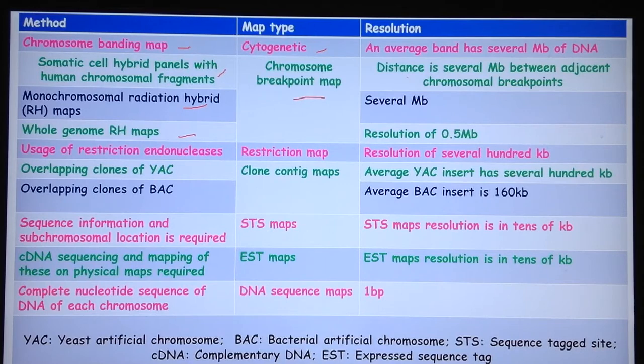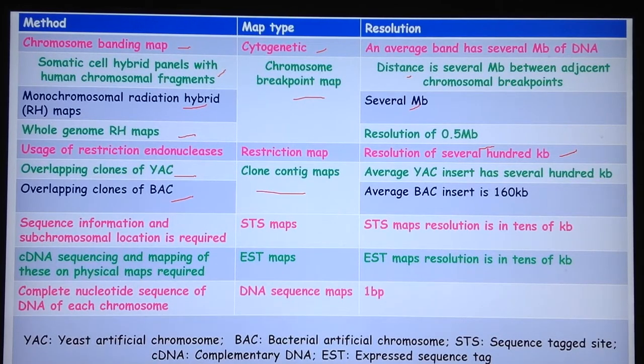So the distance was several MBs, and the whole genome radiation hybrid map had a resolution of 0.5 MB. After that came the restriction map, which had a resolution of several KBs. Then came the clone contig map. In the clone contig map, overlapping clones of YAC and overlapping clones of BAC were used. So this was basically referred to as clone contig mapping.